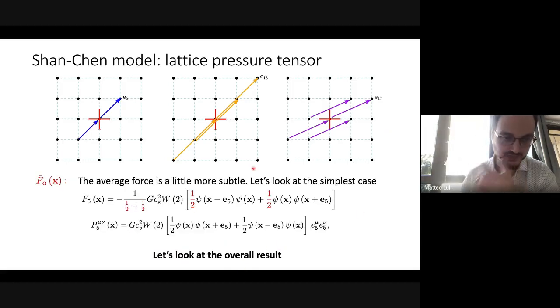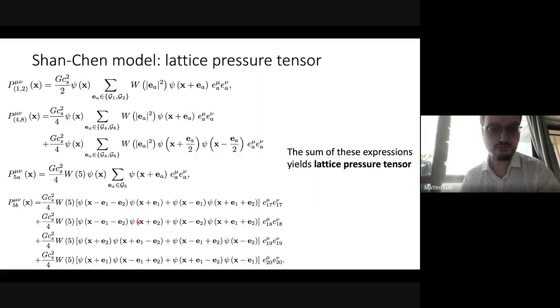The other step is to compute the average force, which is a little more technical, but I just give you the simplest case of E5. The average force is the weighted average of the contributing forces intersecting the area element. As you can see, you have the sum of the weights, which is 1 in this case, and then the weight multiplying the force contribution. And that's it. There you have, in the last line, the pressure tensor contribution of direction 5.